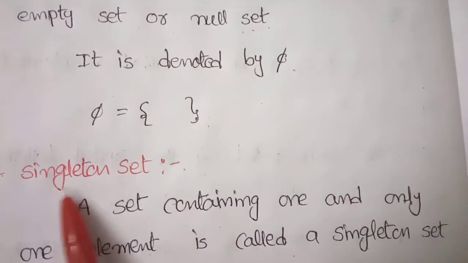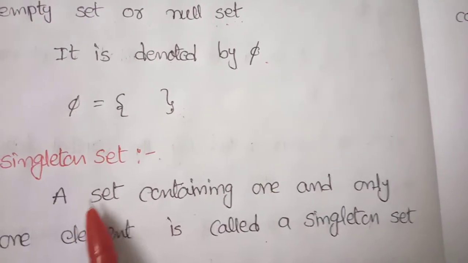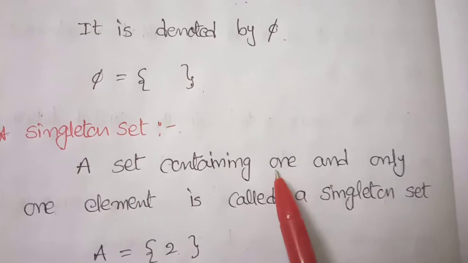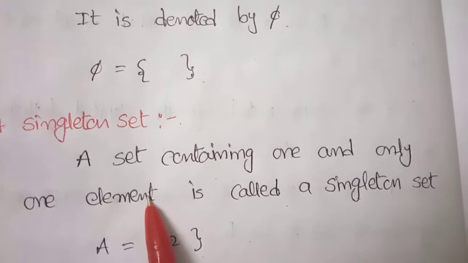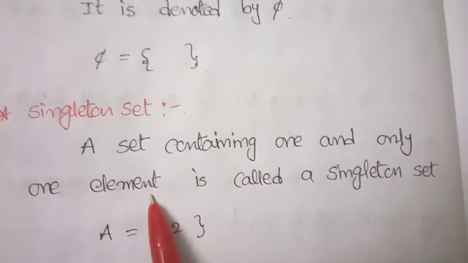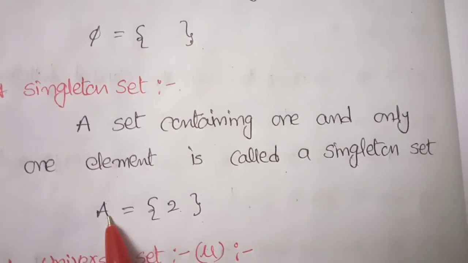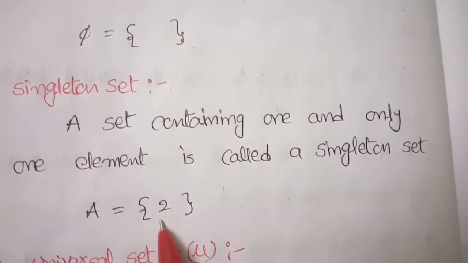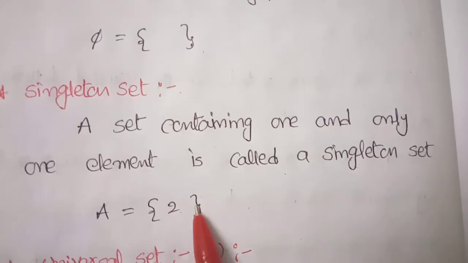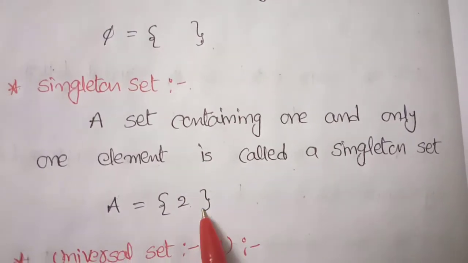Next one, singleton set. A set containing one and only one element is called a singleton set. Okay, A is the set with only one element. This is the singleton set.